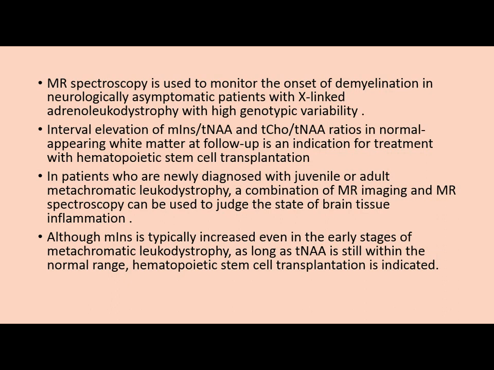In patients who are newly diagnosed with juvenile or adult metachromatic leukodystrophy, a combination of MR imaging and MR spectroscopy can be used to judge the state of brain tissue inflammation. Again, in these patients, the aim is to decide on transplantation. Myoinositol is typically increased even in the early stages, and the detection of myoinositol is not a problem, but as long as the NAA is still within the normal range, you can do the transplantation.